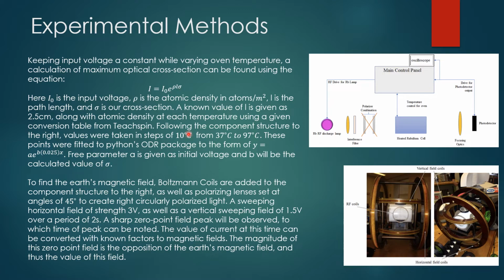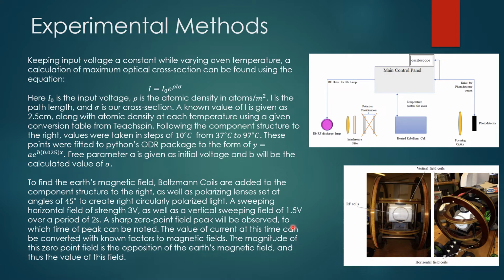Taking these steps in 10 degrees Celsius from 37 to 97 degrees Celsius, we fit it using the ODR package in Python to the form y equals a e to the power of b times 0.025 times x, where a is a free parameter as initial voltage and b is our calculated value of sigma.